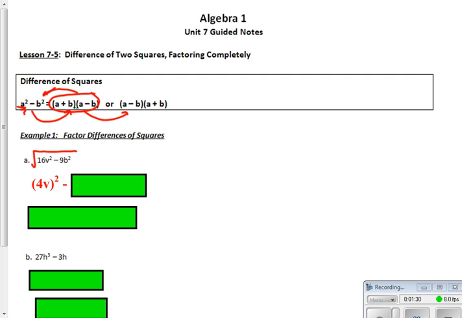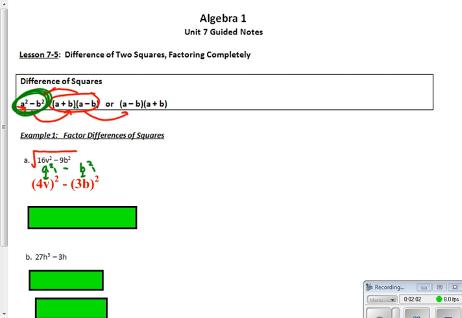Envision square rooting 9b squared. Well, the square root of 9 is 3. The square root of b squared is b. Now to get back to the 9b squared, we'd square that. So really what you're getting here is this normal equation right up here, the a squared minus b squared. Well, this is your a squared minus your b squared. Okay, those squares are right there. So your a value really is 4v, and your b value is really 3b.